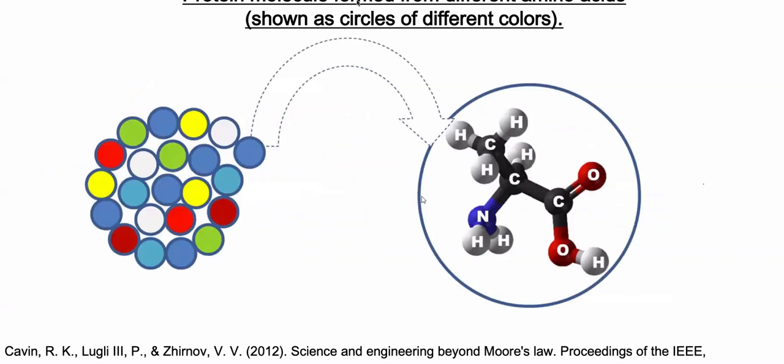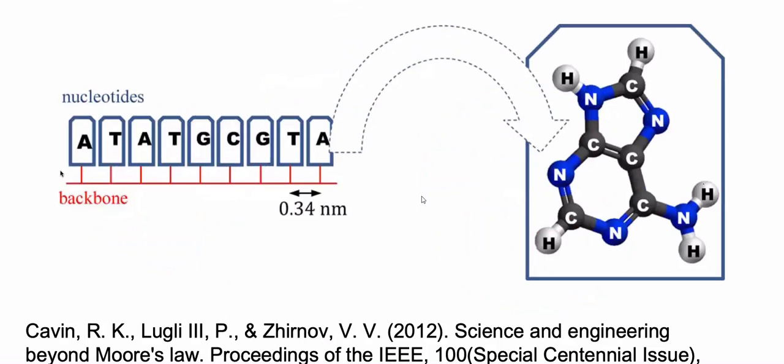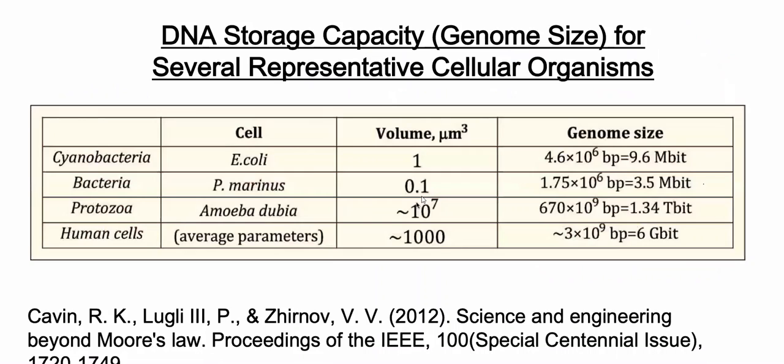For example, protein molecules formed from different amino acids, so we can have this molecule to store some information, or using DNA molecules on the backbone. This is 0.34 nanometers. This is adenine, thymine, guanine. We have 4 variables, so we can store much more information using DNA as an option to store information. So why not make DNA-based storage?